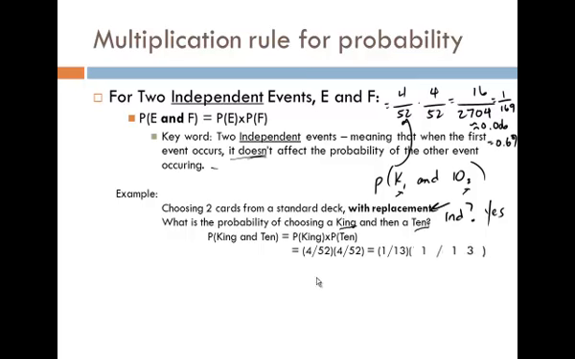So here we go. 4 out of 52 times 4 out of 52 reduces to 1 out of 169, just like I mentioned, 0.6%.